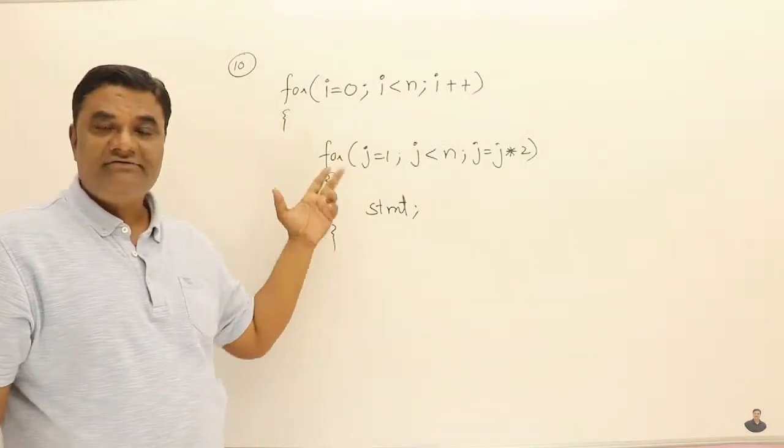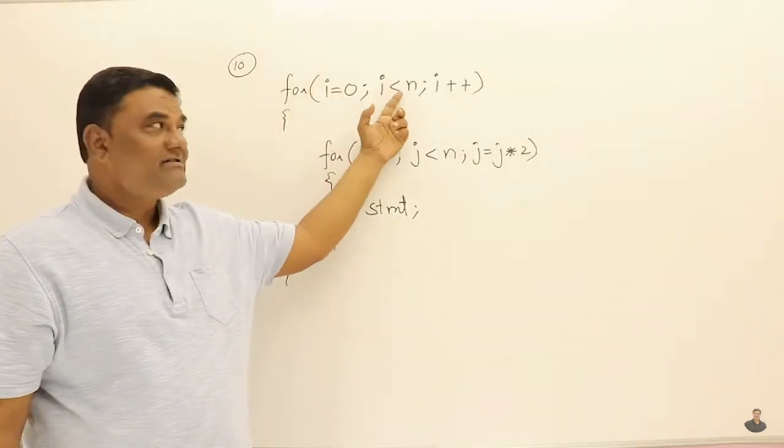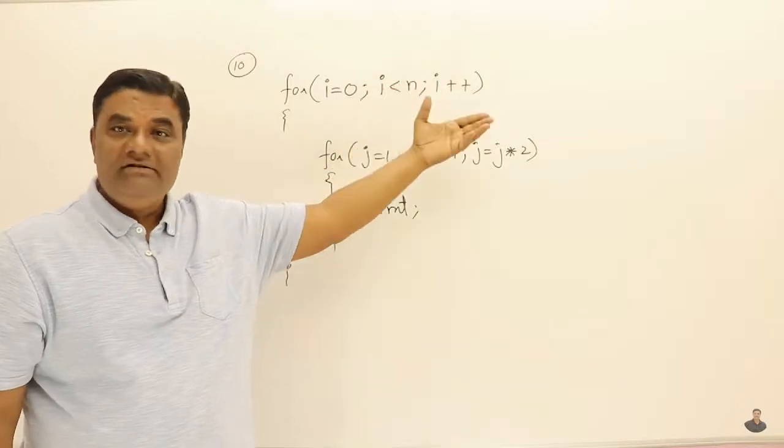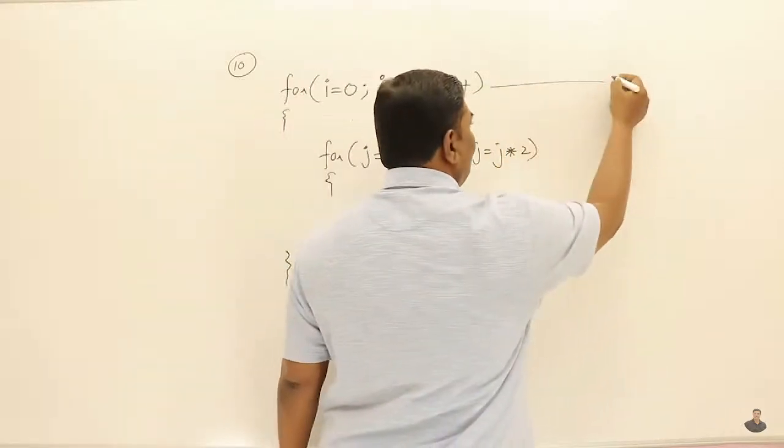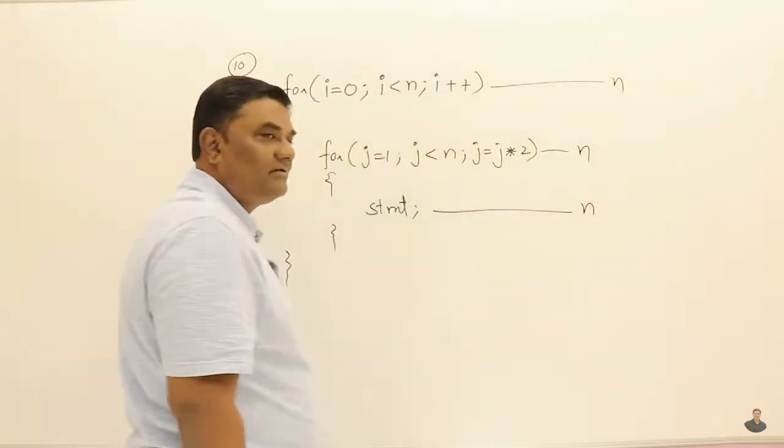Next example, here I have a nested for loop. The outer loop is taking I assign 0, I is less than n, and I is incrementing. So this is order of n. As this is the increment loop, this is order of n. And whatever is there inside will repeat for n times.